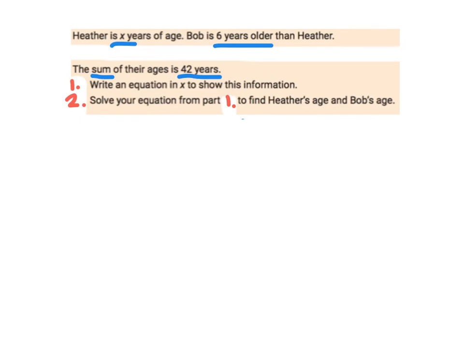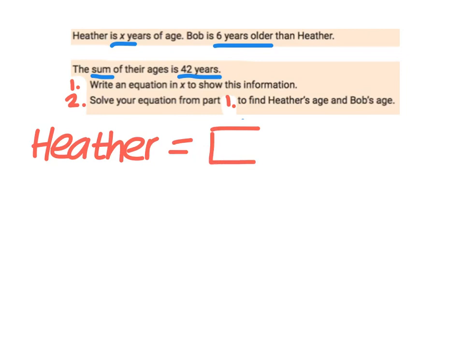So just like we did in the question before, we're going to try and represent this visually first. So we're going to say that Heather is equal to X, okay? And we're going to use a box again to represent X, okay? So that's Heather. Then we have Bob.